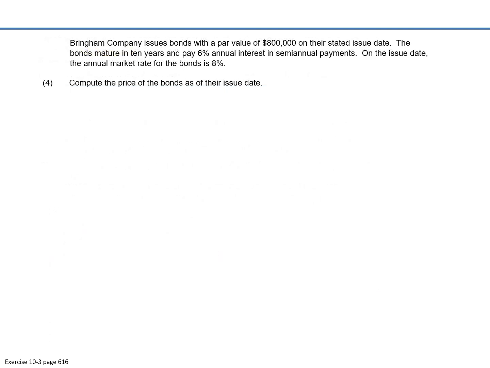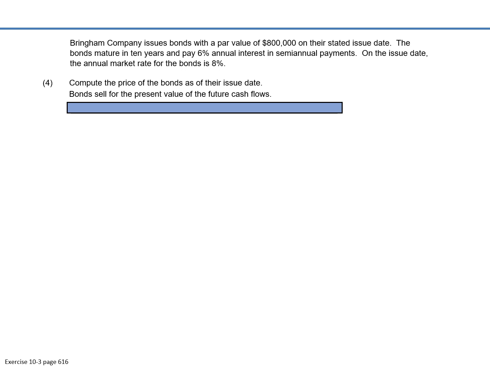All right, so they want us to compute the price of the bonds at the issue date. They don't tell us that it's selling at 102 or it's selling at 98, so we have to figure that out by using the tables to get the factors. Let's look at how that works. Bonds sell for the present value of the future cash flow. So we have to find the present value of two things: the present value of the $800,000 and the present value of the interest payments.